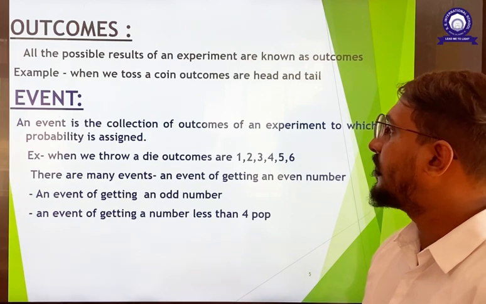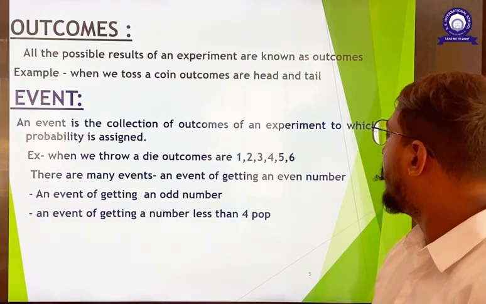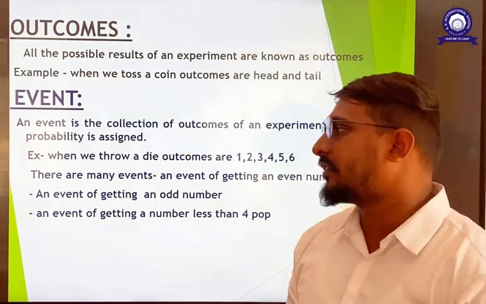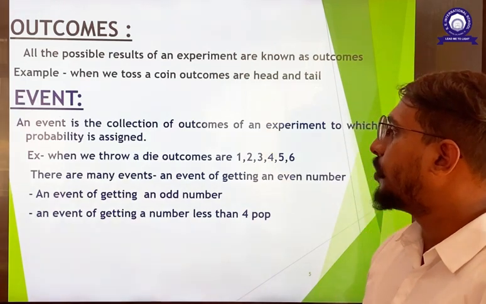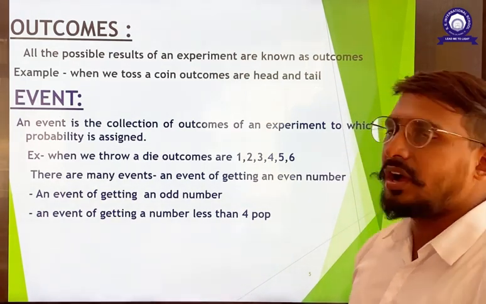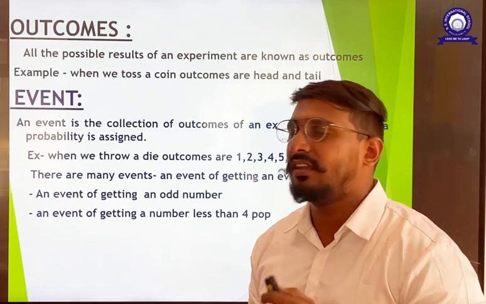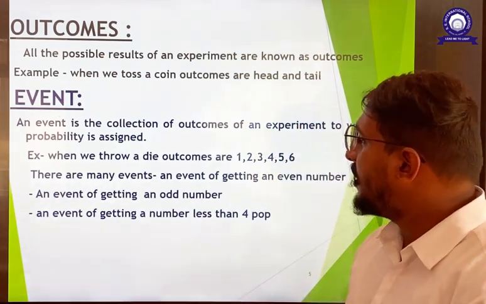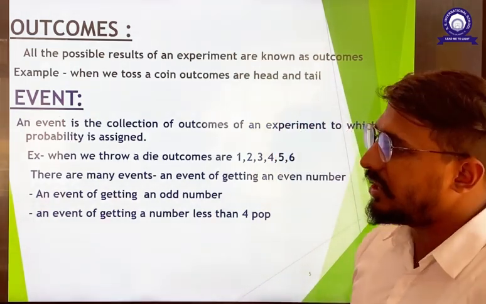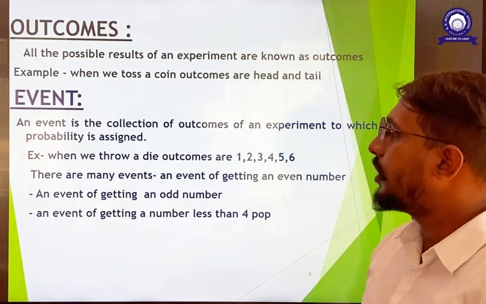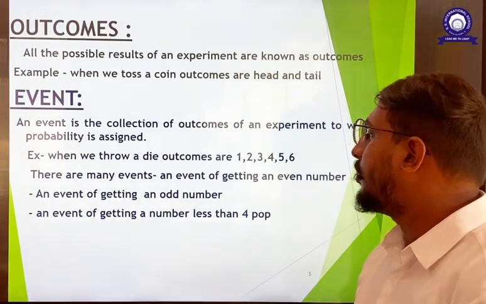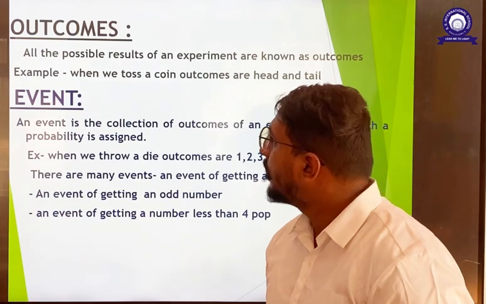Event. An event is the collection of outcomes of an experiment to which a probability is assigned. Example, when we throw a die, outcomes are 1, 2, 3, 4, 5 and 6. There are many events: an event of getting an even number, an event of getting an odd number, and a third one, an event of getting a number less than 4.